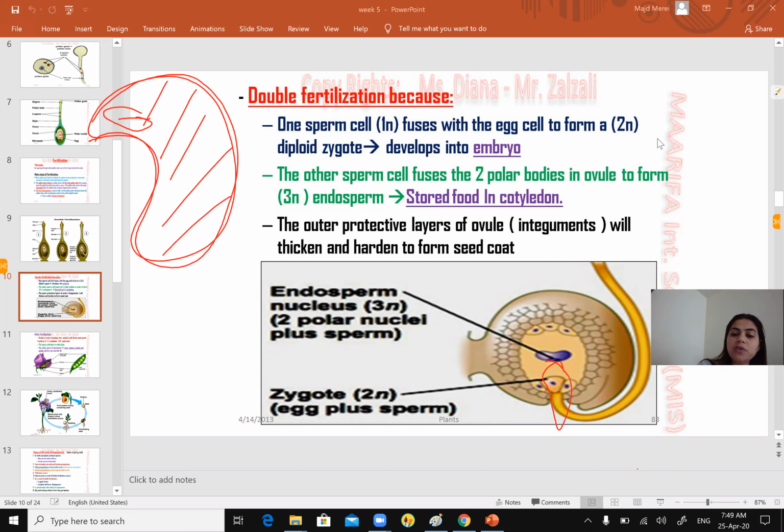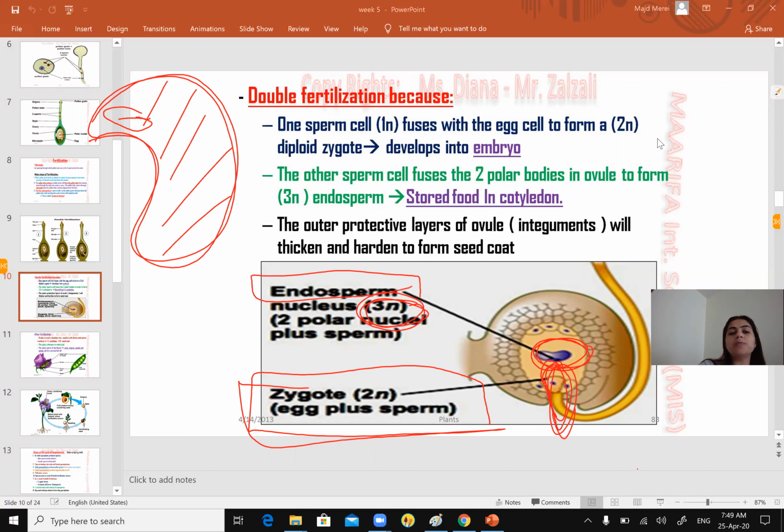As a result of the first fertilization, a zygote is formed, which will develop into the embryo. As a result of the second fertilization, a triploid cell is formed, which will form the endosperm, the nutritious part, or the placenta.